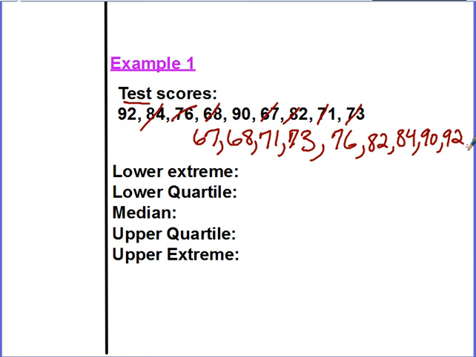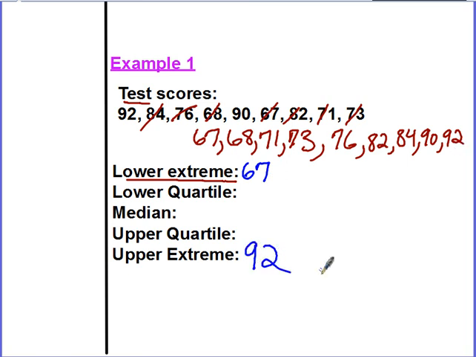Okay, so you can start with whichever one of these values you want to first. The first is the lower extreme. So just tell me, what's the lowest number? What was the lowest test score? Well, that's easy. That was 67. Okay. While we're at it, what was the upper extreme? What was the highest test score? 92. See how easy that was?